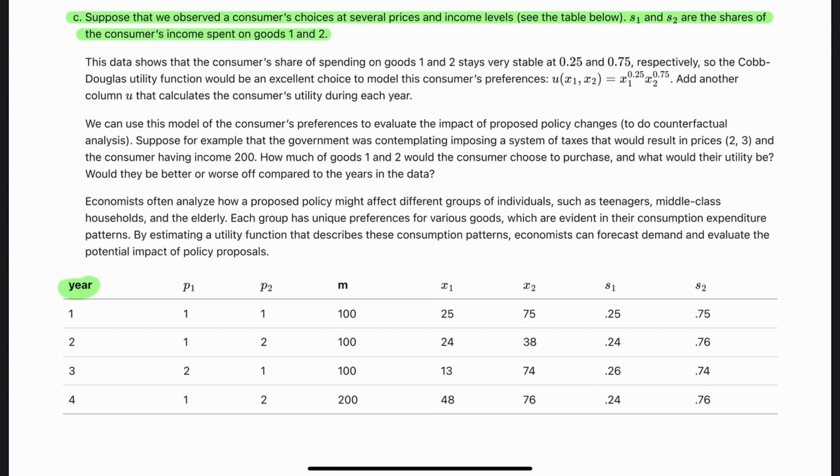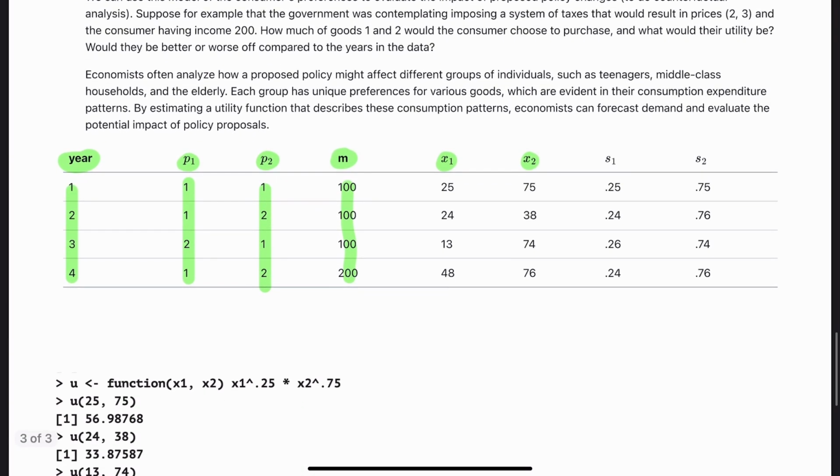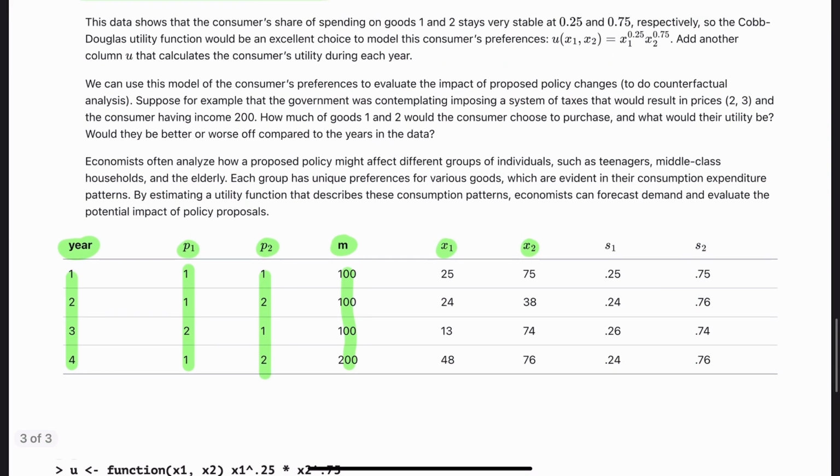So we have years 1, 2, 3, and 4. Over the course of these 4 years, price 1 and price 2 fluctuated a little bit. The income of the person fluctuated a little bit, and we see the person buying different amounts of good 1 and good 2. And then you can calculate the share of good 1 and good 2 as a function of the person's income, like this.